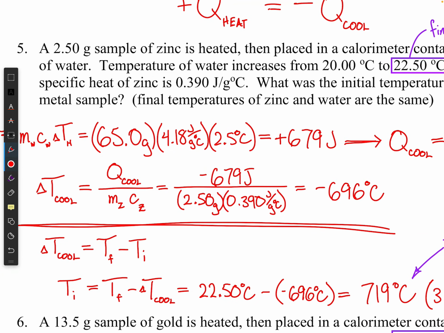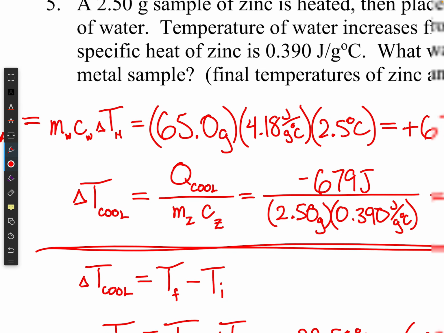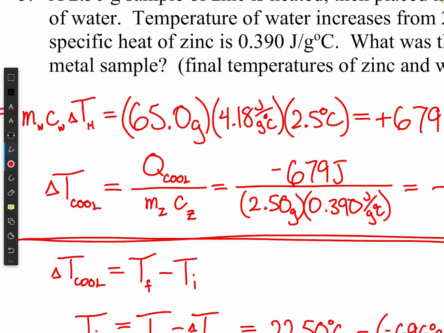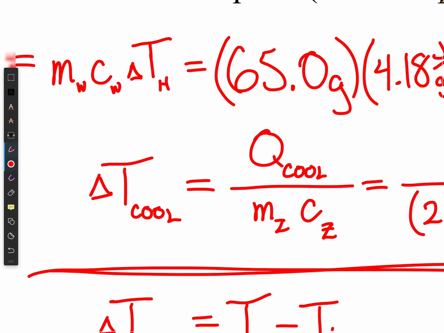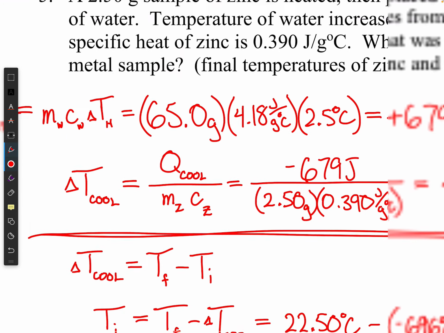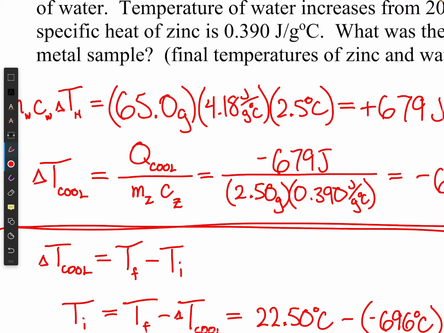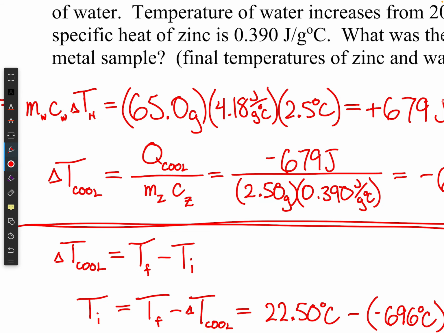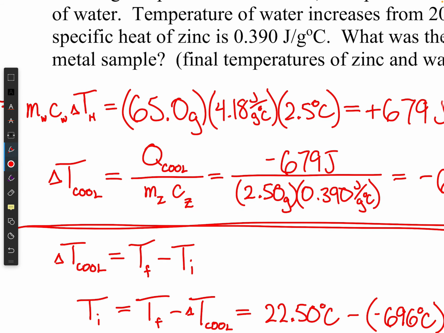We can now find the change in temperature of our cooling object by, again, using our initial equation, Q equals mc delta T, and dividing both sides by mass times specific heat capacity. Okay, so that gives us this nice equation. And we're going to plug in the energy of cooling and the mass of the zinc along with the specific heat capacity of the zinc. So that's an important step.